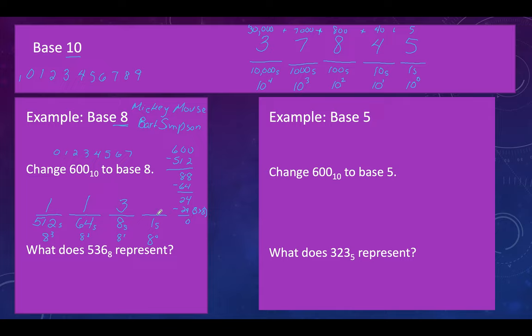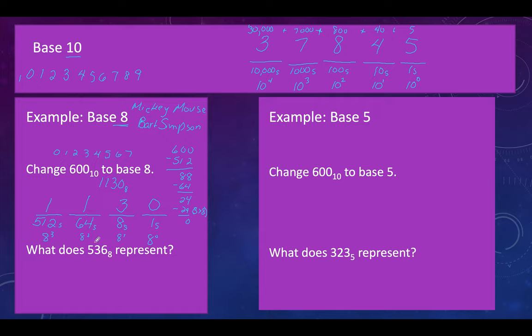So what do I do with this place value? Well, I need to write a 0 here to represent that I had no units left. Because when I write this number, I'm going to write it like so, and I want to represent that I've got nothing in the ones place and that this 3 is already in the eights place. All right? So that's an example of how to change 600 into base 8.